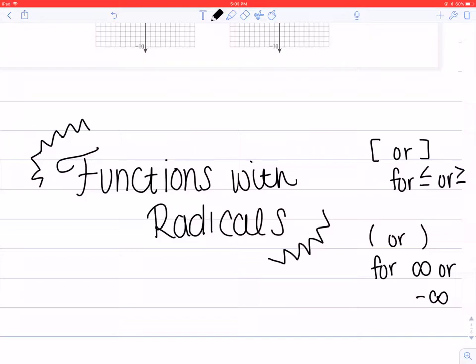Also, something to keep in mind in terms of domain is if you see brackets, or if you see greater than, less than, or greater than or equal to, less than or equal to, that is when you're going to get brackets on the numbers. Now for this section, it will always be brackets on the number, and then the infinities will always have parentheses.